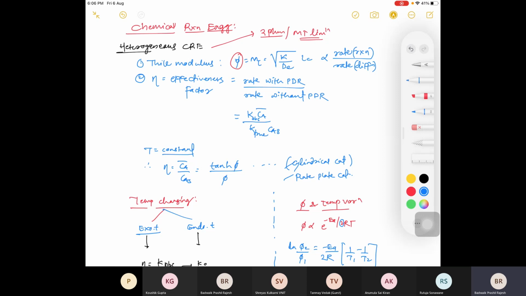Here it is the characteristic length, this k represents your reaction rate constant, and this D represents your diffusivity. I explained all these things in previous classes, so have a look at that.